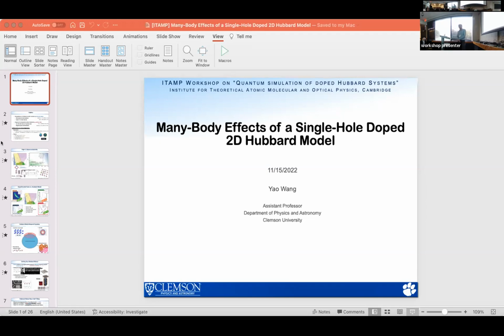For the second part, I want to talk about an extremely correlated system with a single hole in the extremely correlated Hubbard model in the quantum dot simulator that will lead to the Nagaoka condition.